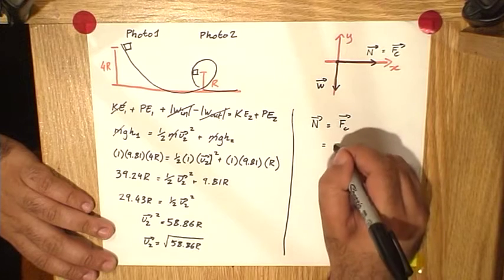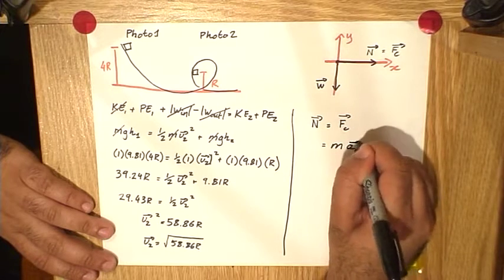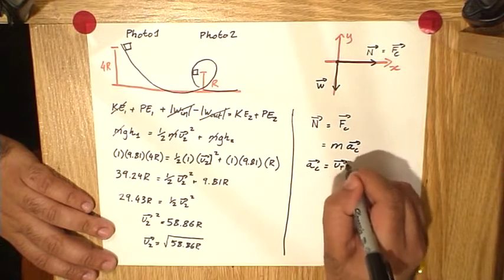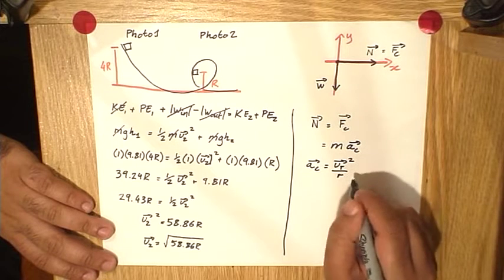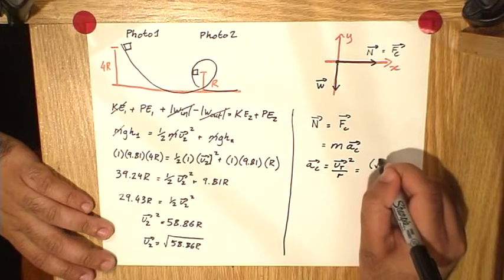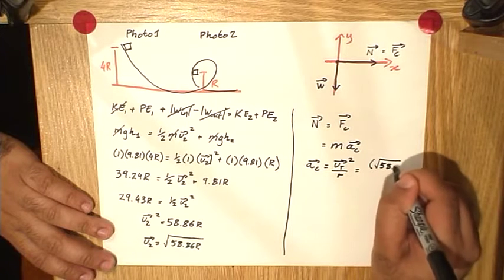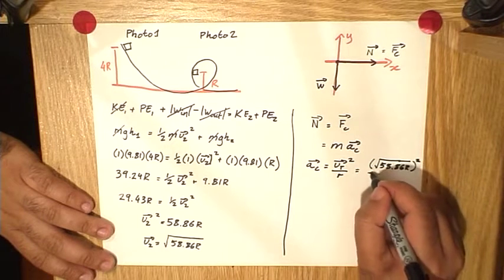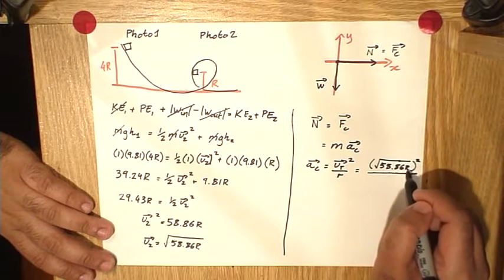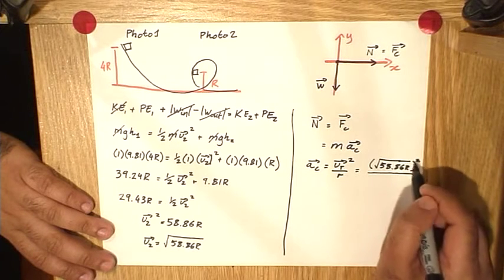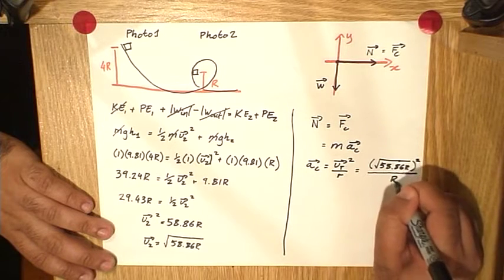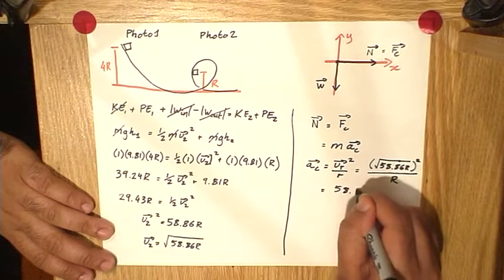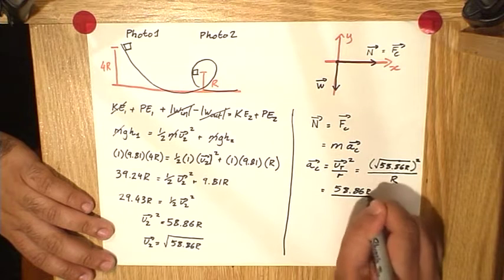So, centripetal force is equal to mass times centripetal acceleration. And centripetal acceleration is equal to the tangential velocity squared divided by the radius, which is equal to the square root of 58.86 r, squared. That is the thing that has to get squared, divided by the radius, which is r. So that's going to give us 58.86 r divided by r.